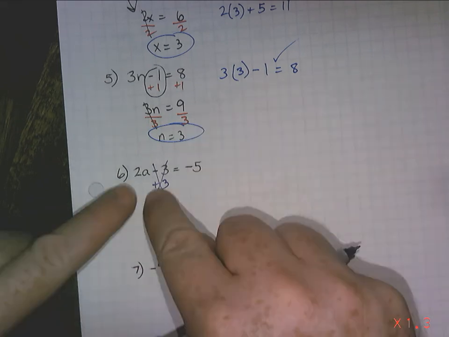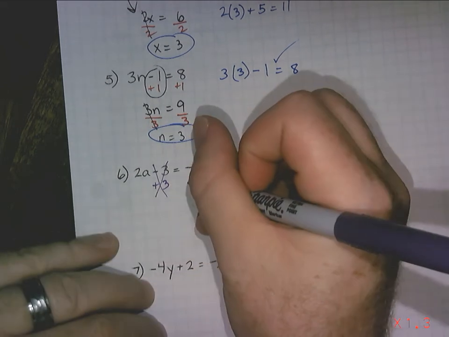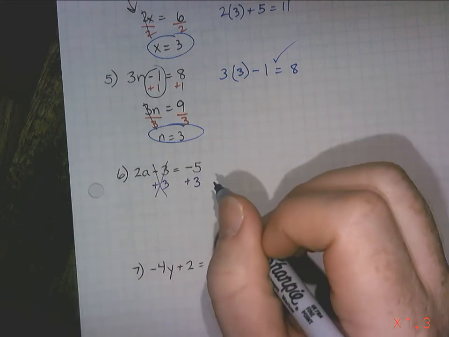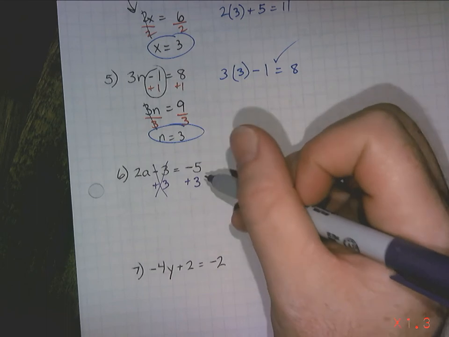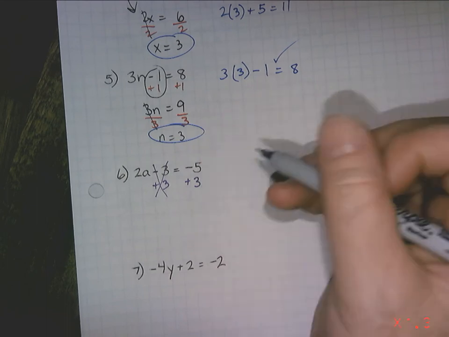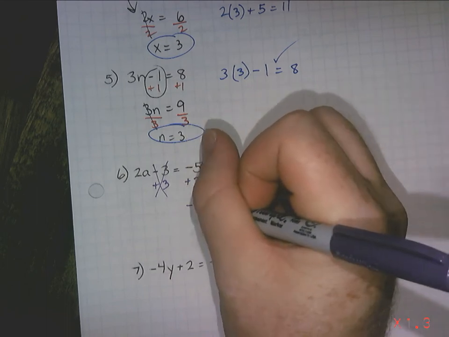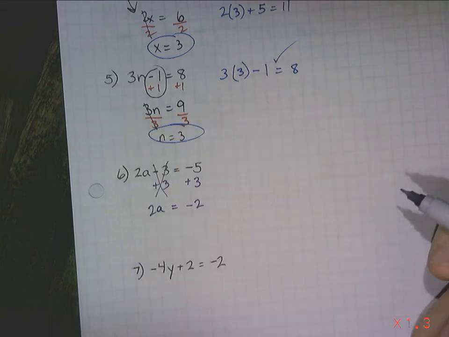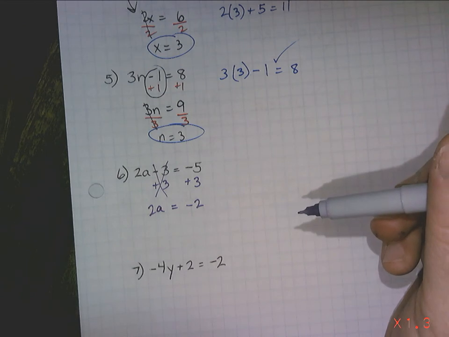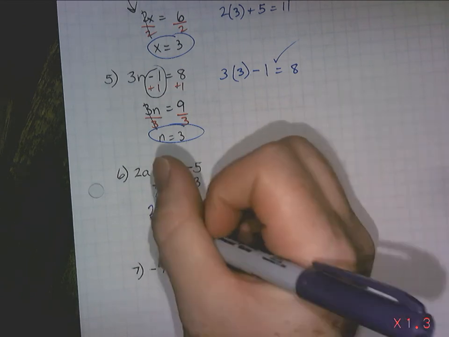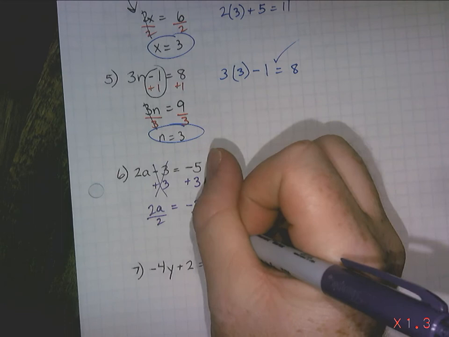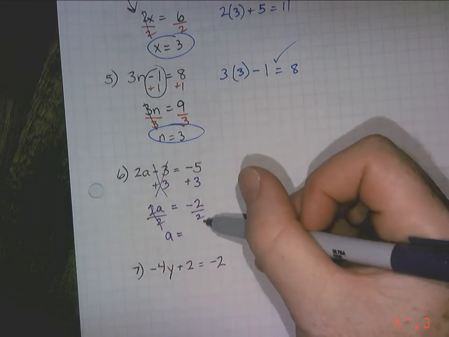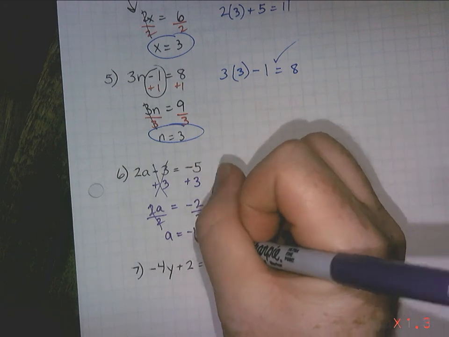But whatever we do to one side, I have to do to the other side. So the consequence of keeping that balance is that you're going to have to add 3 to the other side. Well, that's going to change things here, which is fine. Negative 5 plus 3 is negative 2. Bring down the 2a. Now, the opposite of multiplying by 2 is dividing by 2. So now we can divide both sides by 2. This cancels out. a equals negative 2 divided by 2, which is negative 1.